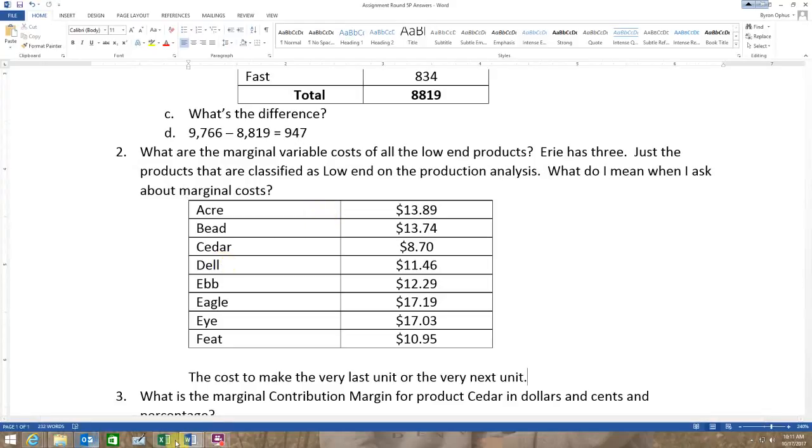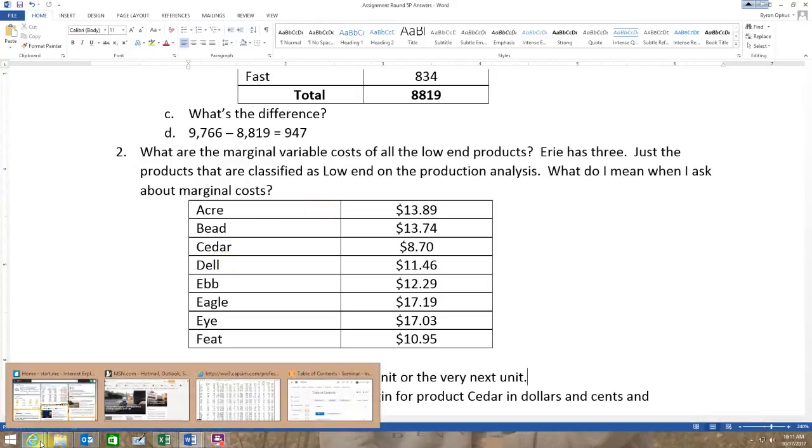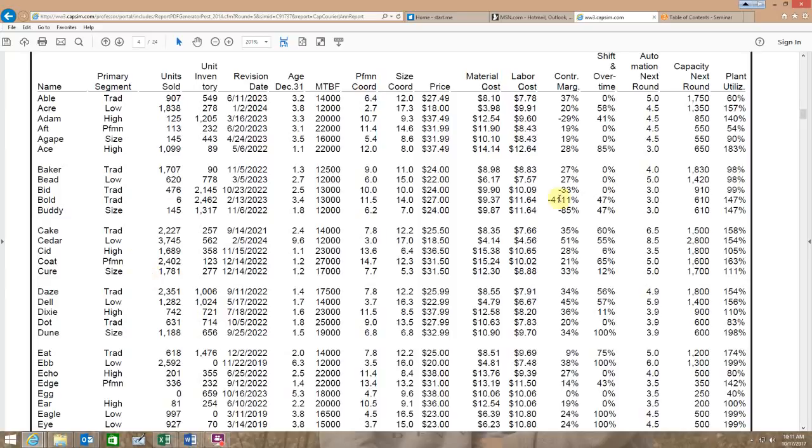Okay, and if we look at Bead, look at the same thing. A little different way of getting there, but their costs are very similar. You got 13 plus that, so 13.74, if I'm not mistaken.